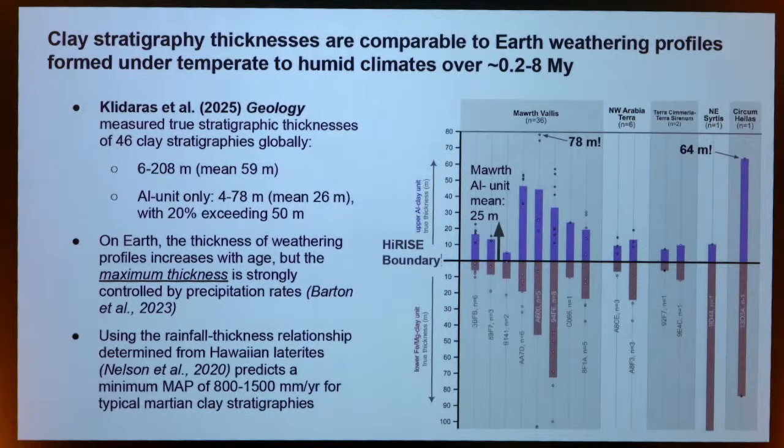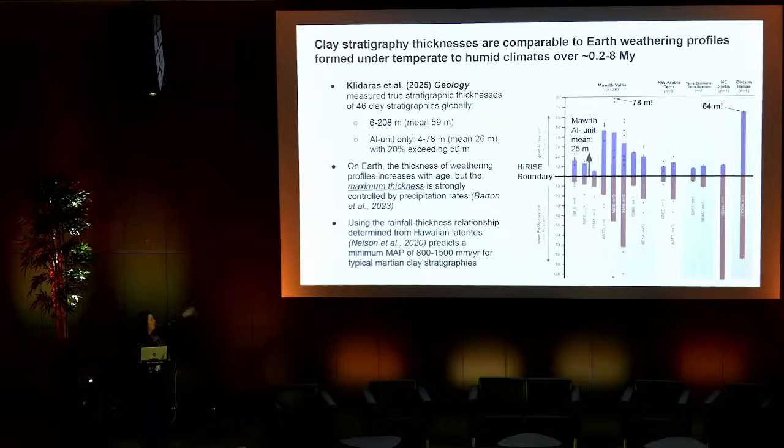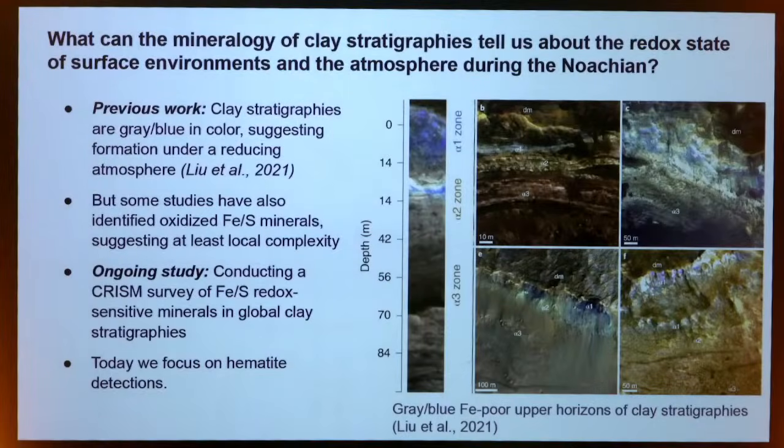But just as a reference point, for the thicknesses we're talking about, just the average thicknesses, either for the aluminum unit by itself or for the full profile, that would correspond to something like a minimum mean annual precipitation of between 800 to 1,500 millimeters per year for these average clay stratigraphies. For those who don't think in these numbers, that's ranging from where I live in the semi-arid part of Indiana down to maybe south of Atlanta in the US. So it's semi-arid to somewhat humid climates. Okay, so that's getting at the general climate connection.